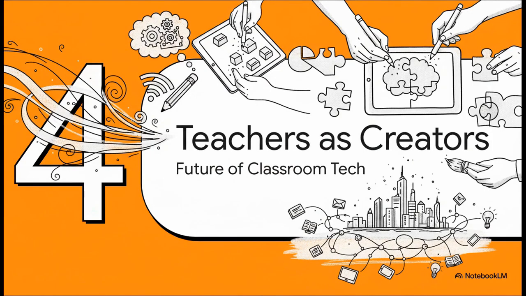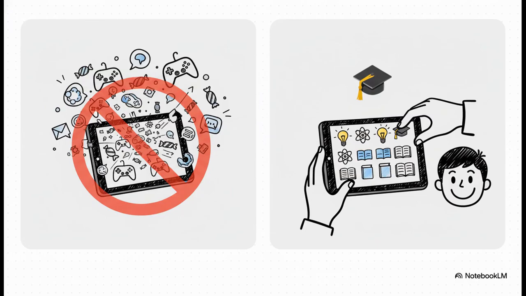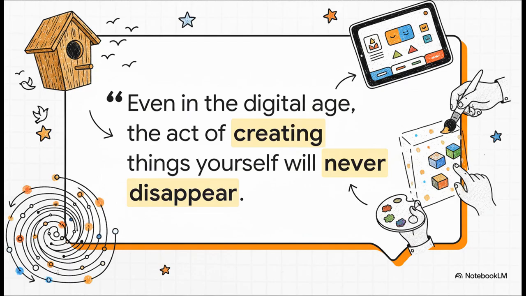So when you put all this together, you start to see a glimpse of the future. What we're really talking about here is a massive shift in how we think about teachers and technology. And this hits on a huge debate in schools today, right? We're always told that phones and tablets are just distractions. But maybe we're looking at it the wrong way. Maybe the problem isn't the device. It's the lack of truly great stuff on the device. So the answer isn't to take the tech away. The answer is to empower the real experts, the teachers, to fill those screens with amazing content designed specifically for their students. Even in the digital age, the act of creating things yourself will never disappear.